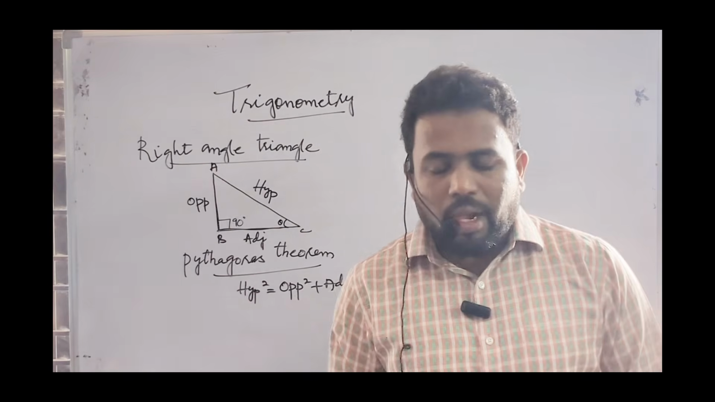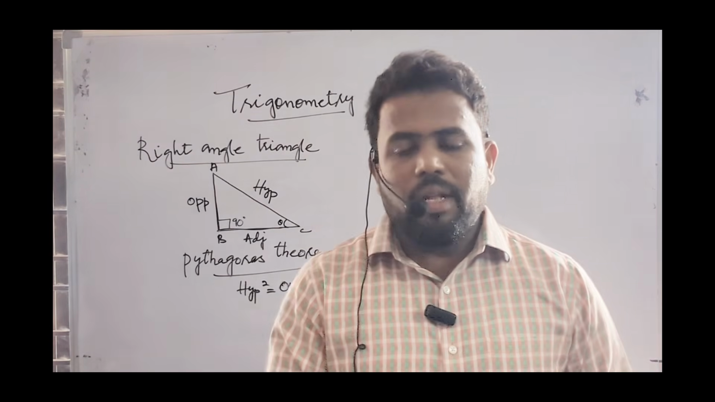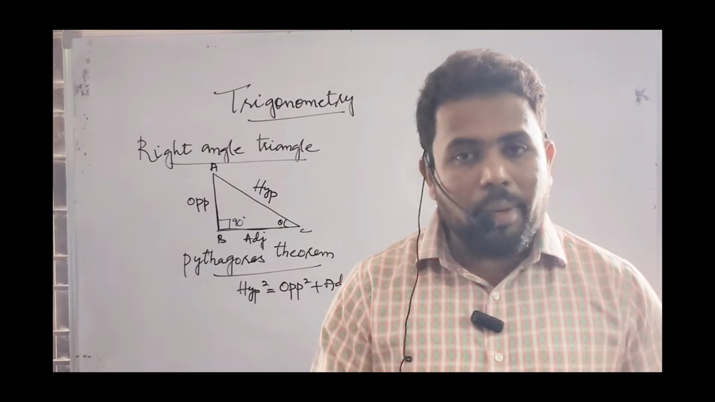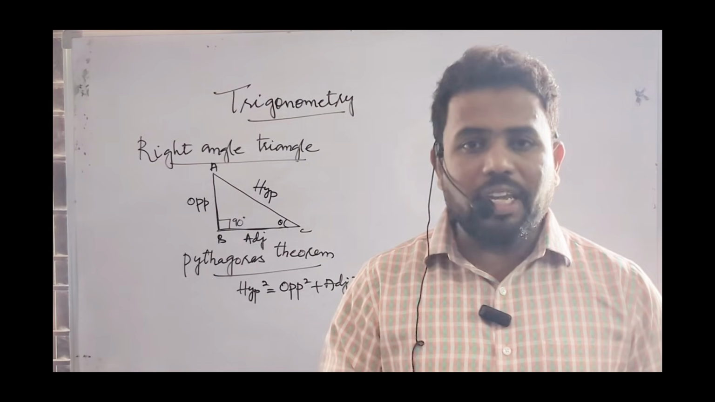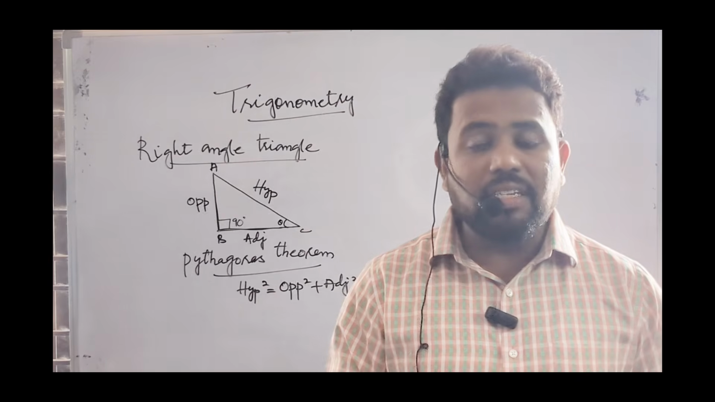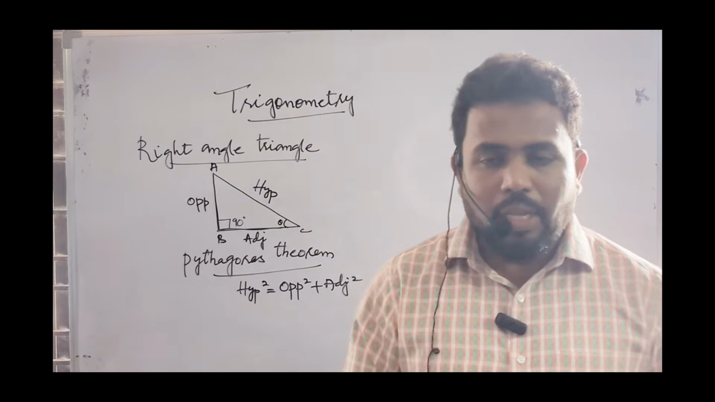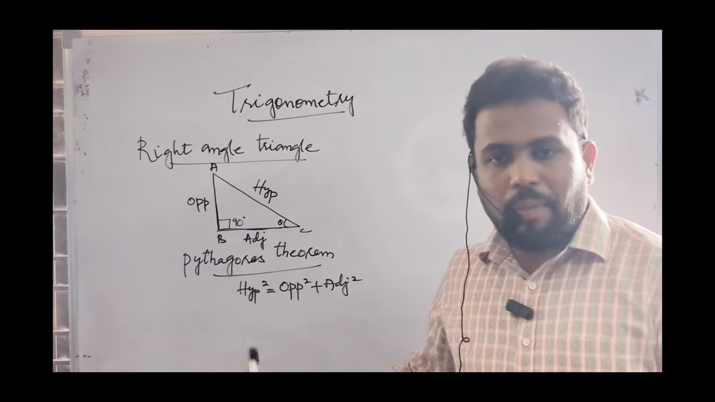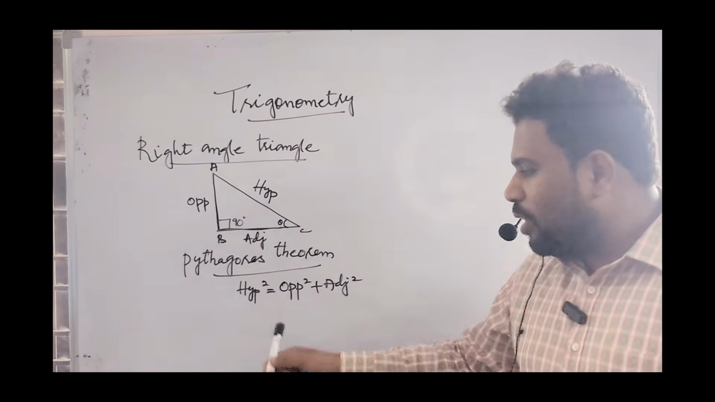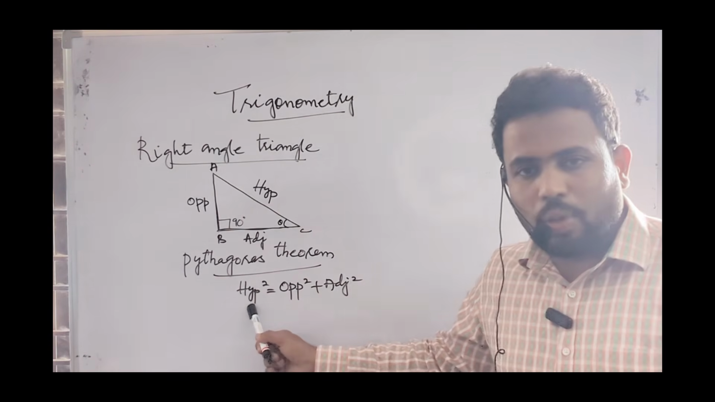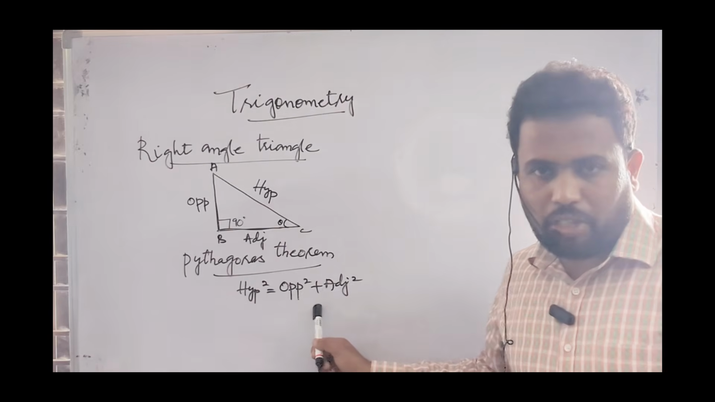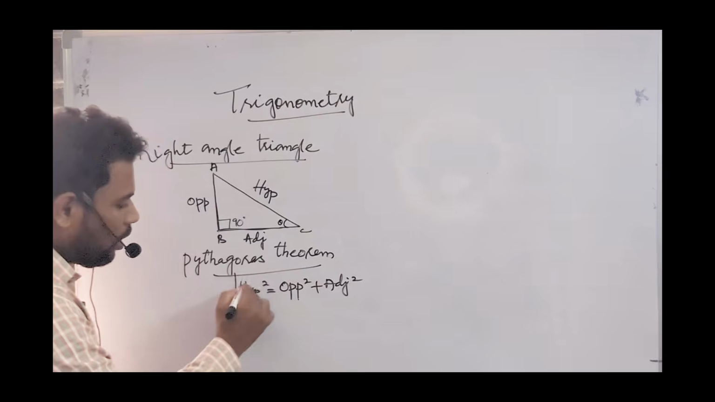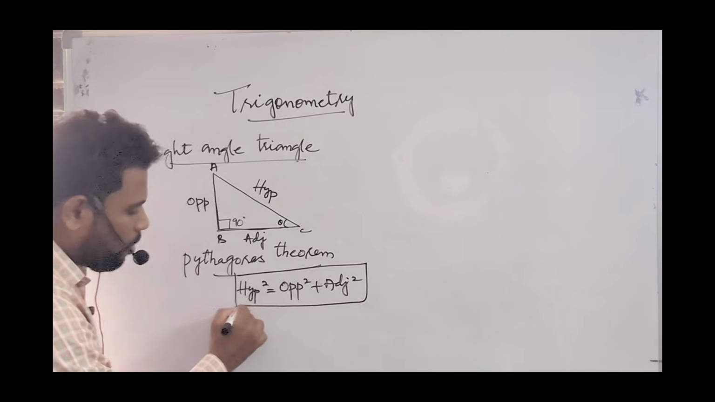Also, there are a few other chapters in the Telangana board where we are going to use this theorem, like similar triangles, quadratic equations, and tangents and secants to circles. These are the most important chapters where we use the same Pythagoras theorem. What is the Pythagoras theorem again? Hypotenuse square equals opposite square plus adjacent square. Now let us study more about the chapter trigonometry.